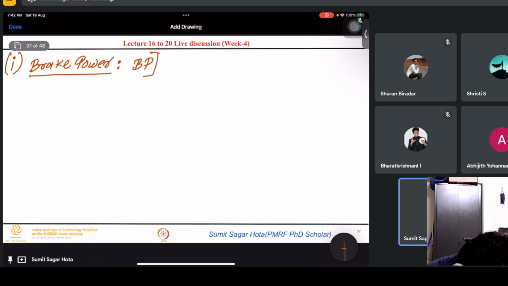Brake power in what? Kilowatt. 2 pi NT. What do you do? Just divide by 1000. Initially it is 60, now it is 60,000. Okay.